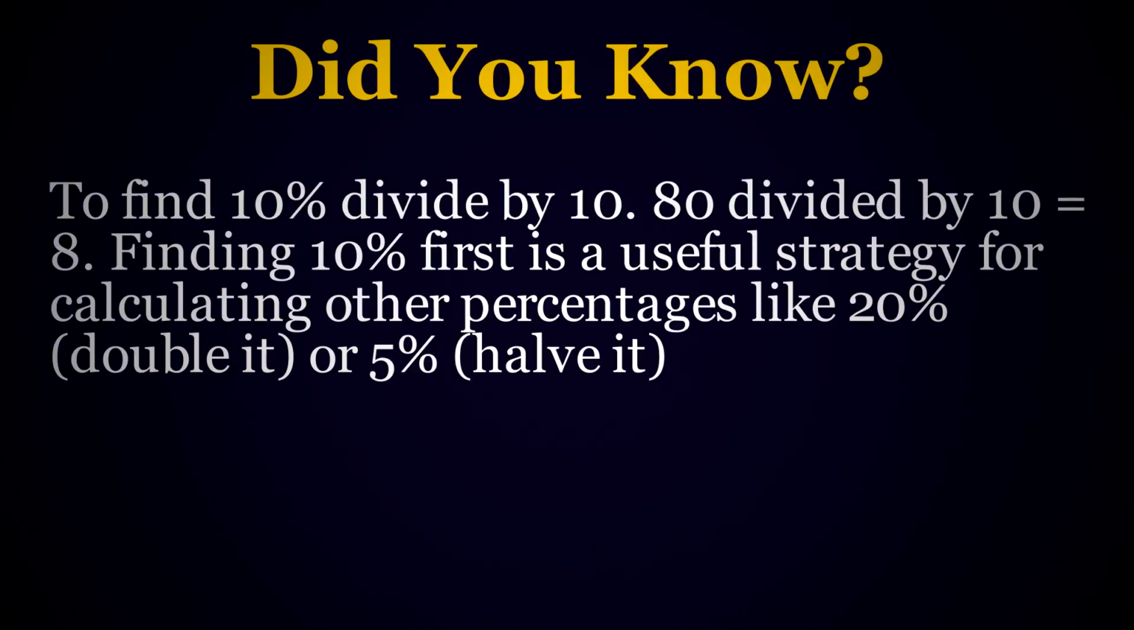Did you know? To find 10%, divide by 10. 80 divided by 10 equals 8. Finding 10% first is a useful strategy for calculating other percentages like 20%, double it, or 5%, halve it.